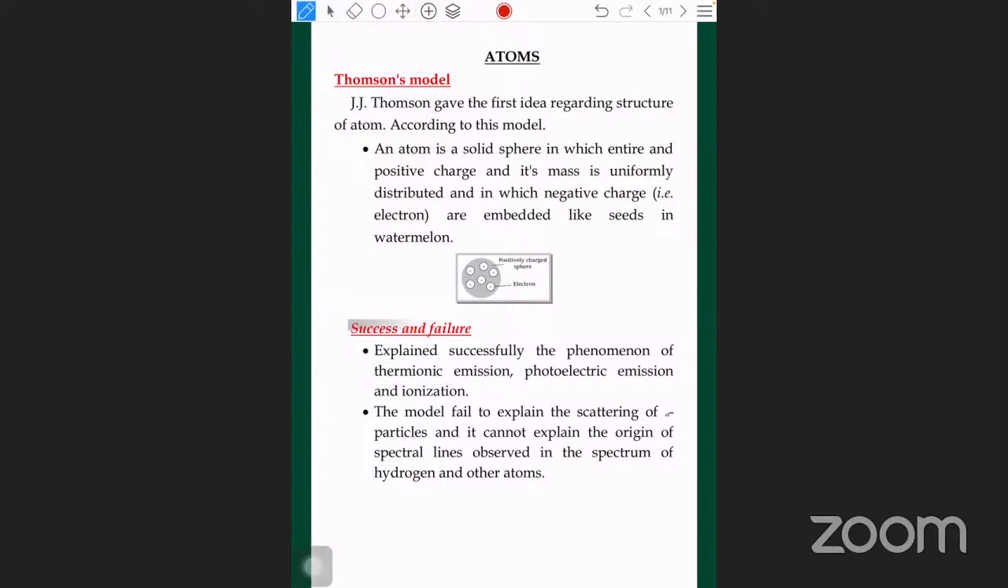Now we have completed the concept of the dual nature in the last session, isn't it, Dhanlakshmi? So today we'll take up the new chapter, that is atoms.